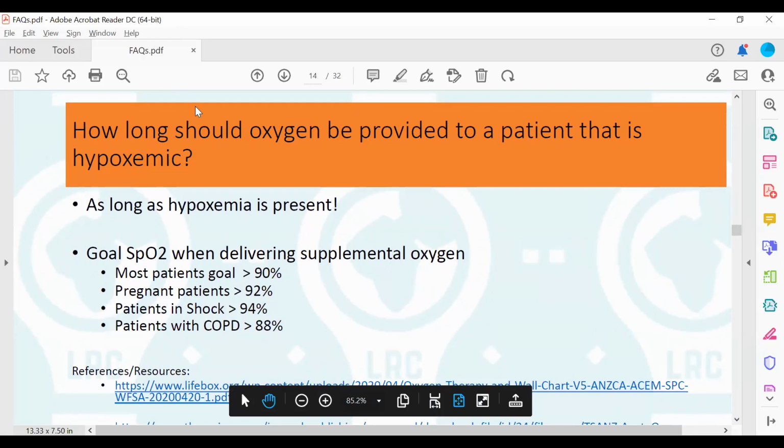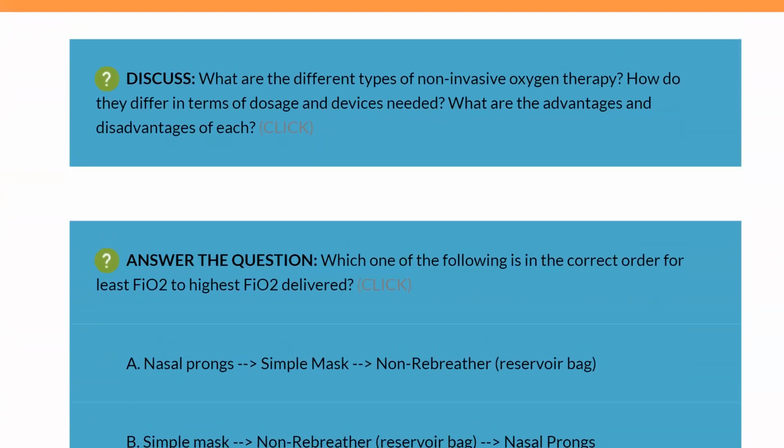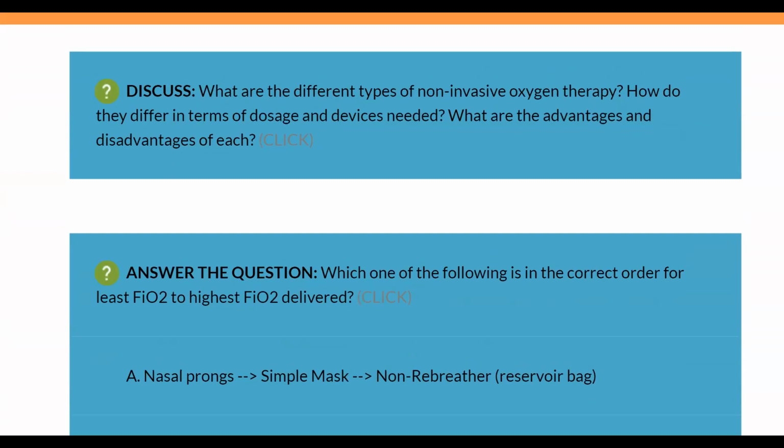So we can continue to the next question about non-invasive oxygen therapy. And we start with a simple question as well. What are the different types of non-invasive oxygen therapy? How do they differ in terms of dosage and device needed? What are the advantages of each of them? So I think this is a simple question as well.